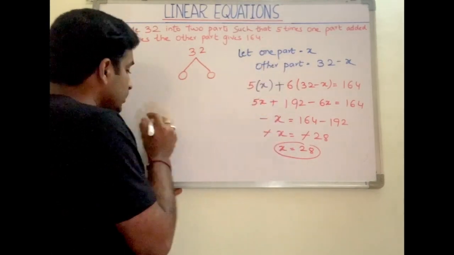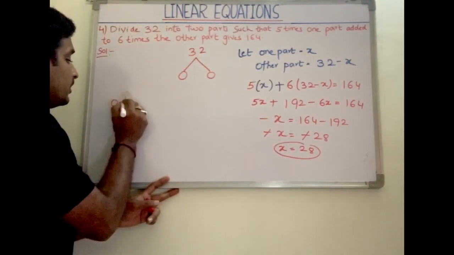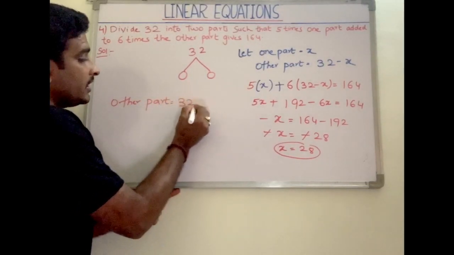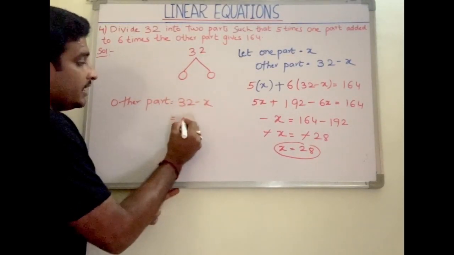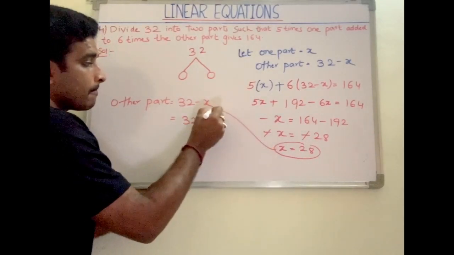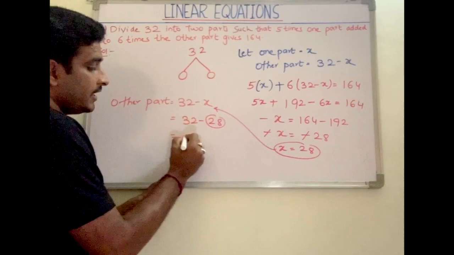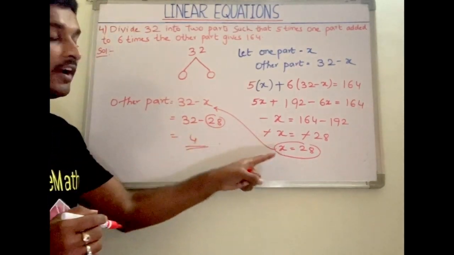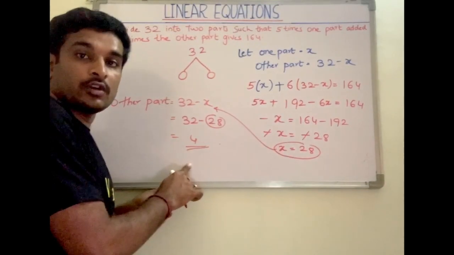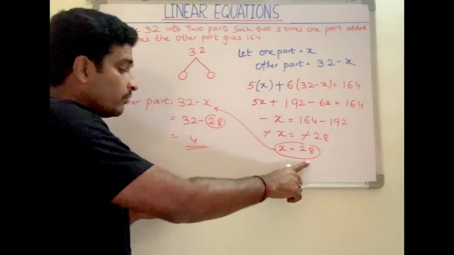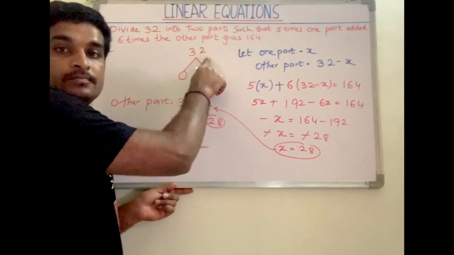The other part will be 32 minus x. Then it will be 32 minus 28, which is 4. The other part will be 4. The two required numbers are 28 and 4. For verification, if we add the two numbers, 28 plus 4 gives 32.